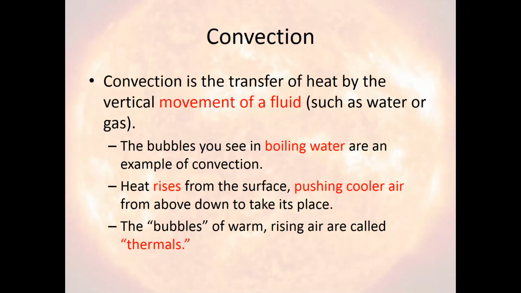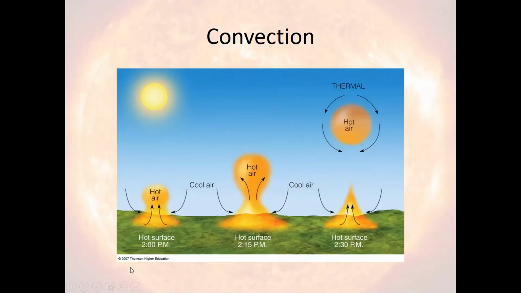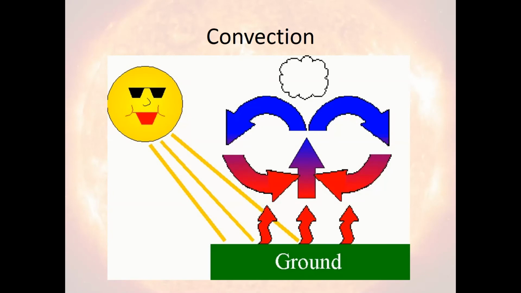And it creates what are called thermals. Basically, you have these bubbles of warm rising air, and then adjacent to them, you have areas of cold sinking air. And they create these circulations that form. So you have hot air rising. As it's rising, it's pushing cold air down to take its place. And then eventually that cold air gets heated up and forms another thermal. Now, this creates a cycle called a convection current.